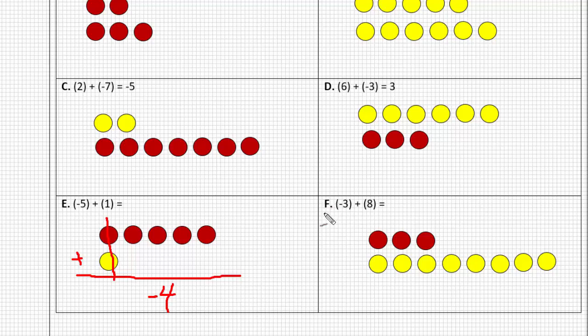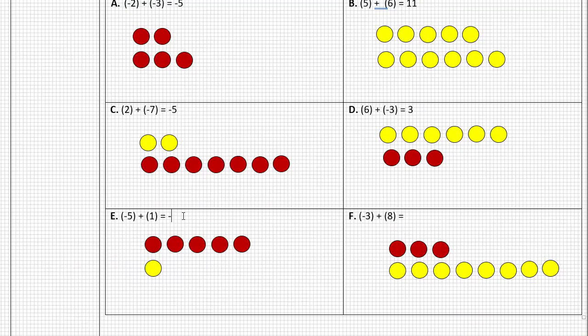Over here for F, we have -3 plus, we're going to add to that 8 positives. We're going to look for places where they combine to make 0. So we have 1, 2, 3 pairs of integers that combine to make 0. And so with those 3 pairs gone, I'm going to take -3 plus 8. What we're left with is 5 positives. So -3 plus 8 is +5. -5 plus 1 was -4, and -3 plus 8 was 5.